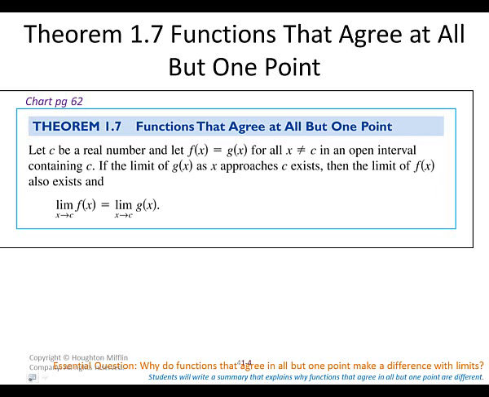So c is a real number. We're going to let f and g equal each other in all except for one place, c, on an open interval containing c. If the limit of g as x approaches c exists, then the limit of f also exists. So as long as our original function g has a limit, this one also has a limit at that point, as long as the only difference is there's a hole in the graph. That's what that's saying.